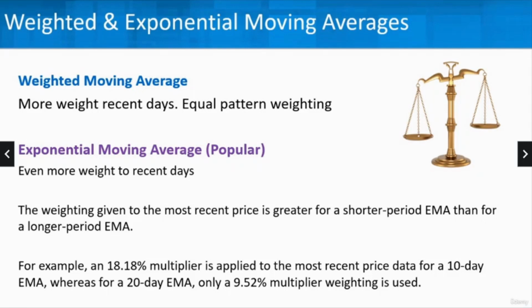Again, you don't have to calculate any of this. It will all be done automatically for you, but think of it this way: a simple moving average is an equal pattern, equal weighting. A weighted moving average weights the most recent days heavier. Exponential weights the most recent days even heavier still than a weighted moving average.